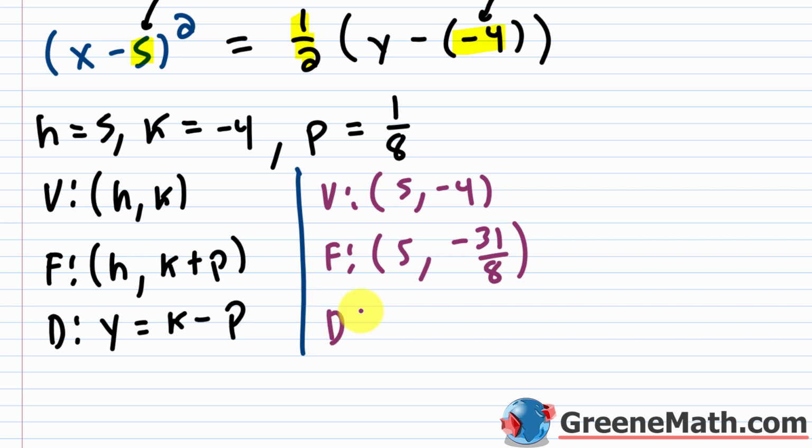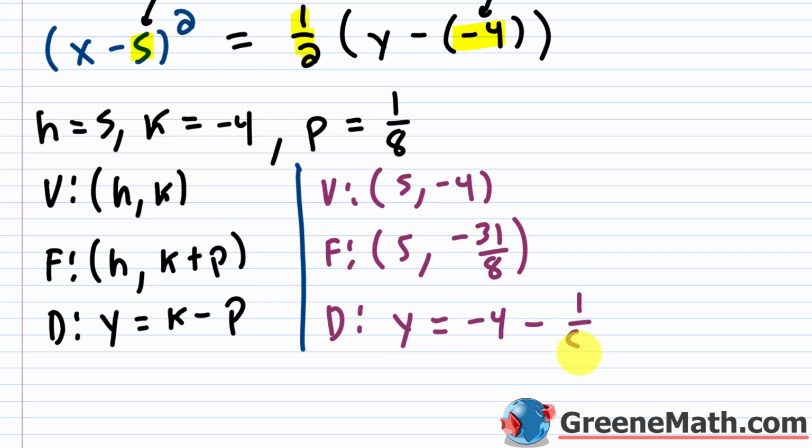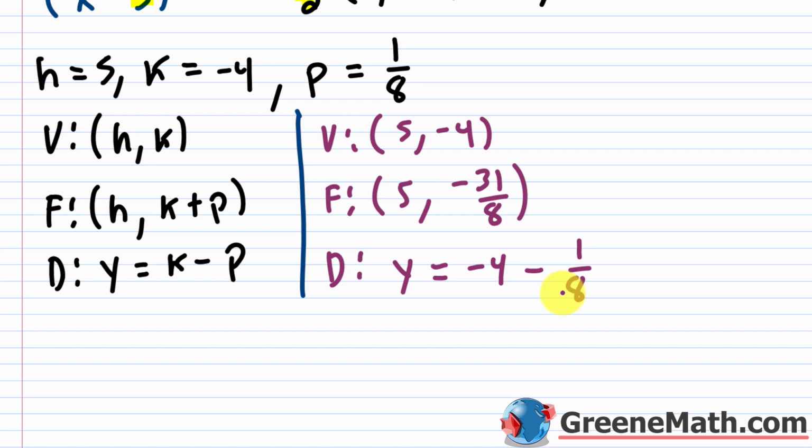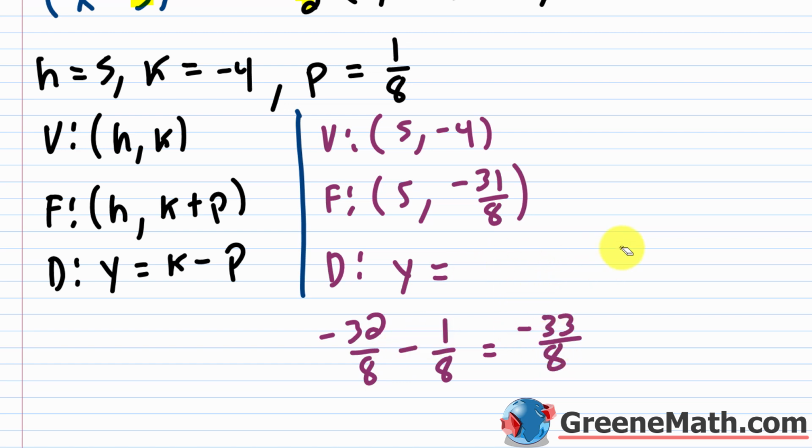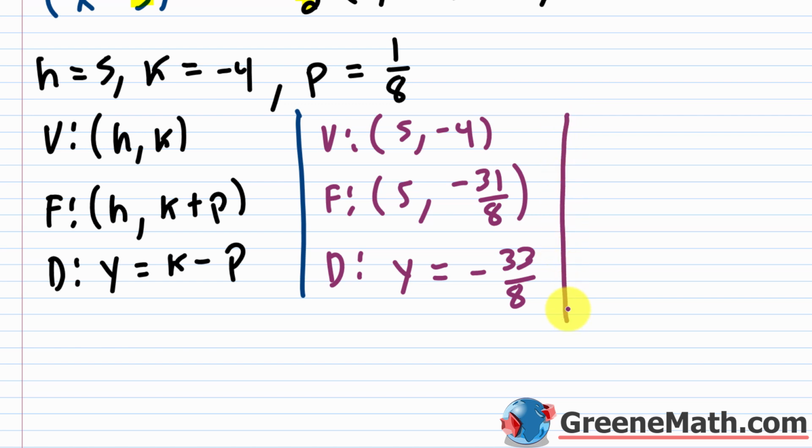For the directrix, this is y equals your k value, which is -4, and then minus your p value, which is 1/8. If you wanted to punch that into the calculator, you get -4.125. So you could do it that way, or you could say -4 is -32/8, and then minus 1/8. So this would be -32 minus 1. That's -33, and this is over 8. So let's say y equals -33/8, or again, -4.125.